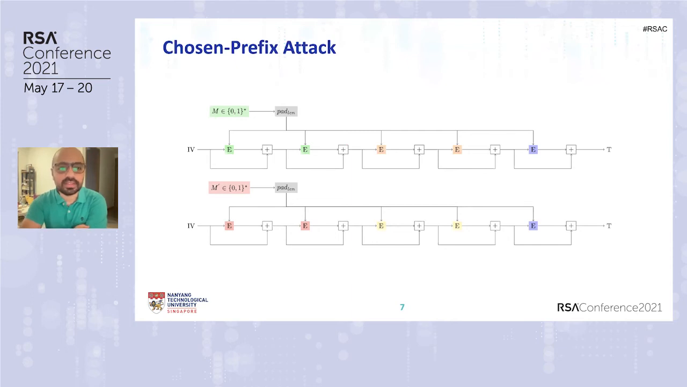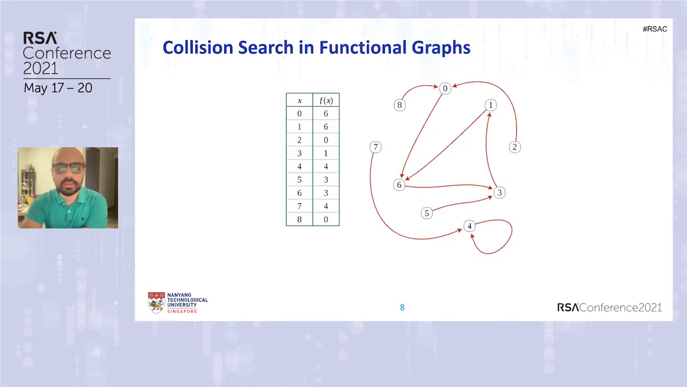A more sophisticated attack is the chosen prefix attack, which works in a similar way, but instead of having zero difference blocks at the beginning, we have completely different blocks in each branch of the collision. Then we use differential cryptanalysis to make such messages collide at the end. One way to find collisions is to represent the hash function using functional graphs, where each input leads to an output vertex, and we search for collisions in such graphs. There are efficient algorithms to find these collisions with the collision resistance complexity 2 to the n over 2, but with very low memory and other requirements.